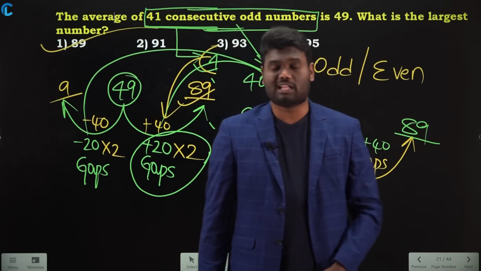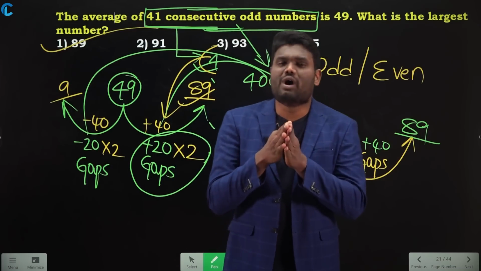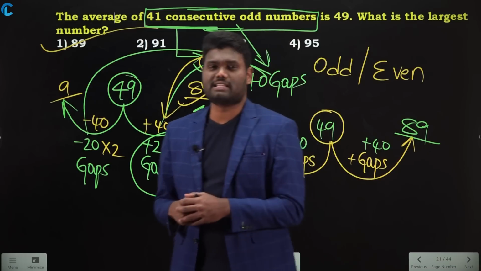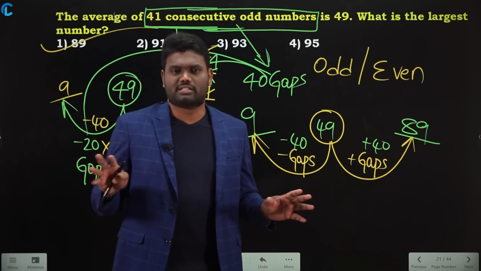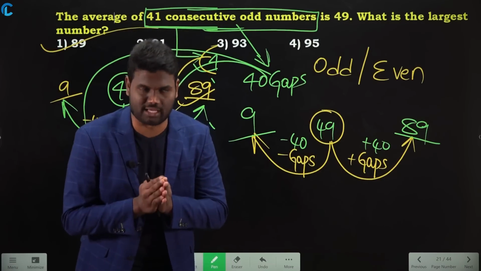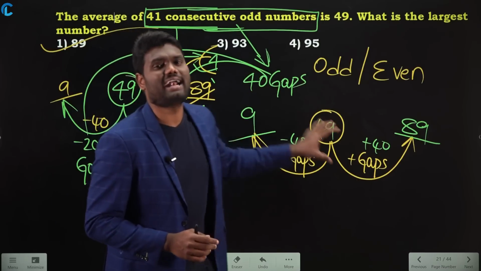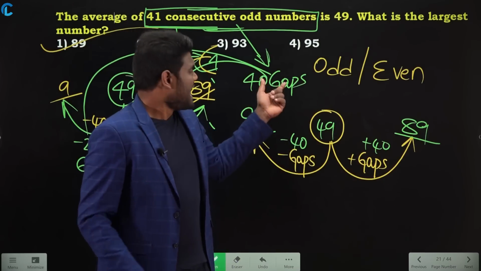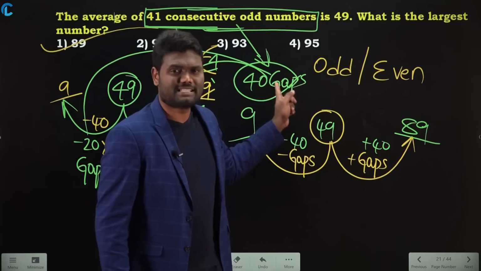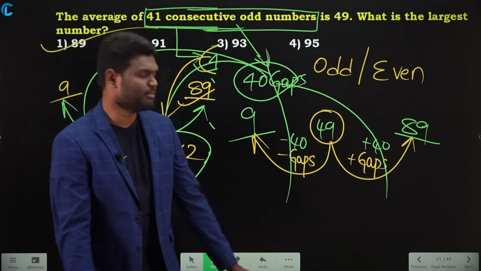Whenever the question is about consecutive numbers, then you need to do half. But whenever it is consecutive even numbers or consecutive odd numbers, nothing is required. Just know how many gaps are there. Once you know how many gaps there are, if you need the highest number, add these gaps, 40. If you need the lowest number, then subtract this. That's it. As gaps are 40, if I need the highest number, I am adding 40. If I need the lowest number, I am subtracting 40. That's it. Nothing more is required.